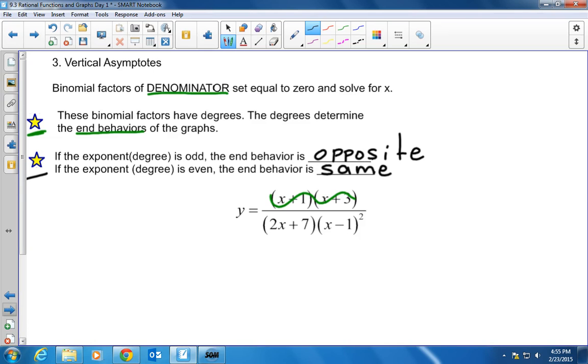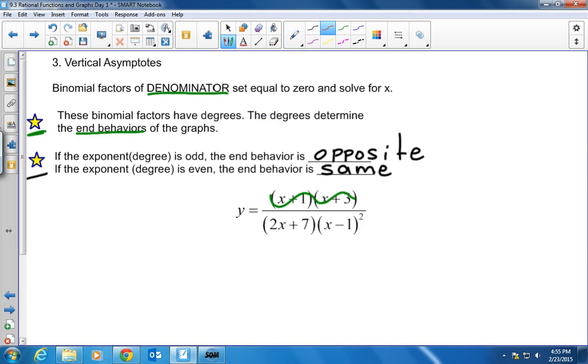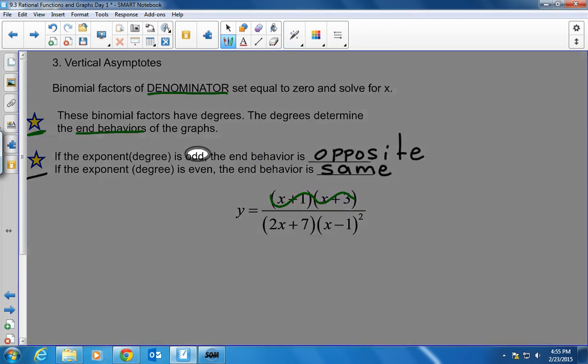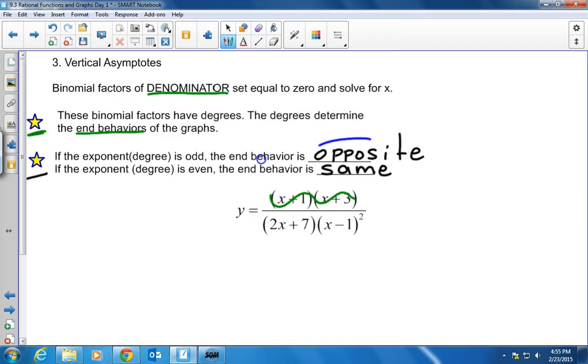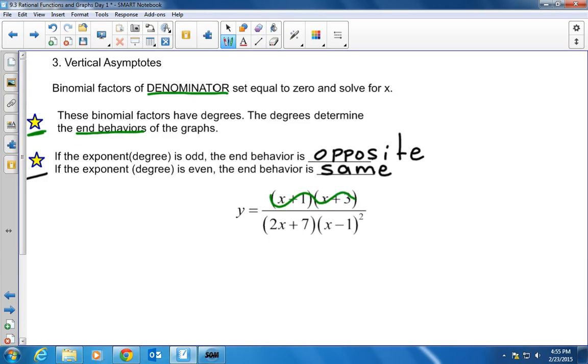I always remembered which was odd and which was even, and which behavior it determined, because the word odd, to me, started out the same as opposite. So odd and opposite kind of sound the same, so I was always able to remember the opposite behavior went with an odd exponent.